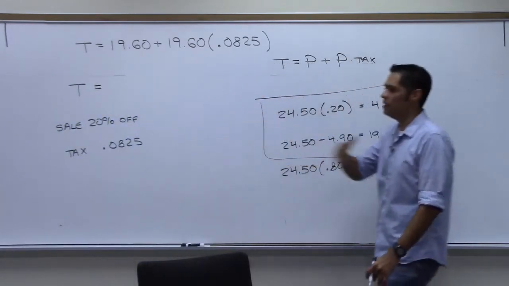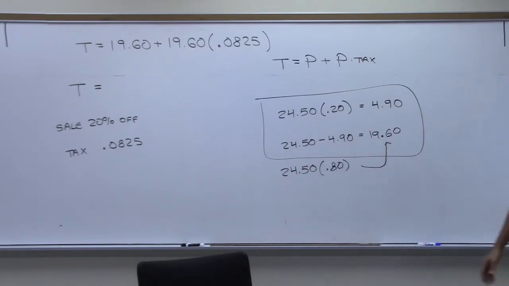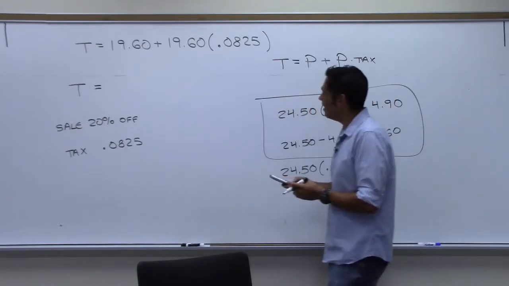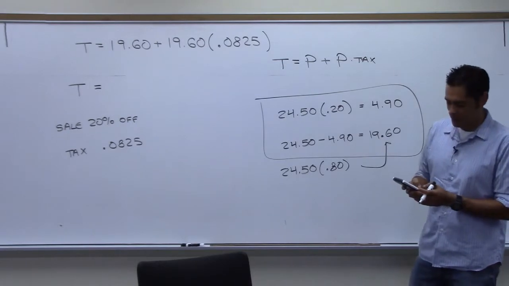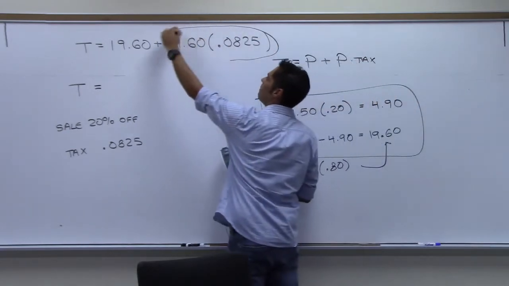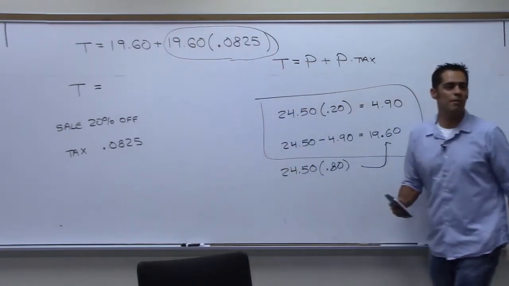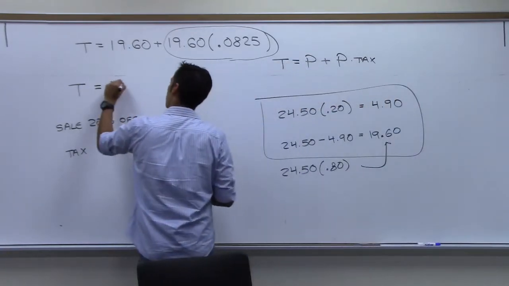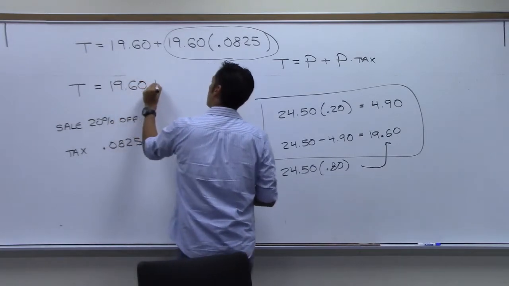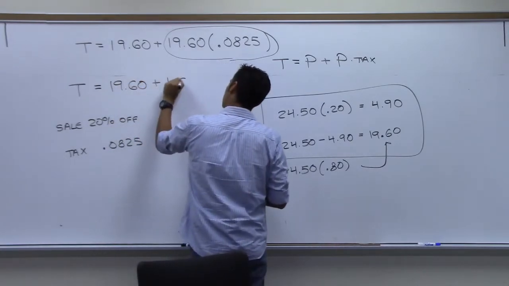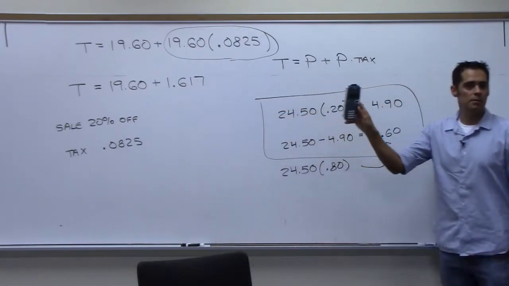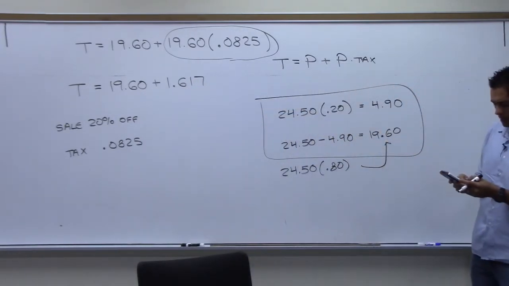We're not solving for P. I apologize. Just multiply this out. I call those brain farts. Get your calculator out. Times 0.0825. So I'm doing the multiplication first, right? Do that first before you do addition. So I'm going to have 19.60 plus 1.6. I'm going to say 17 because that's what my calculator told me. And then I'm going to add those up.